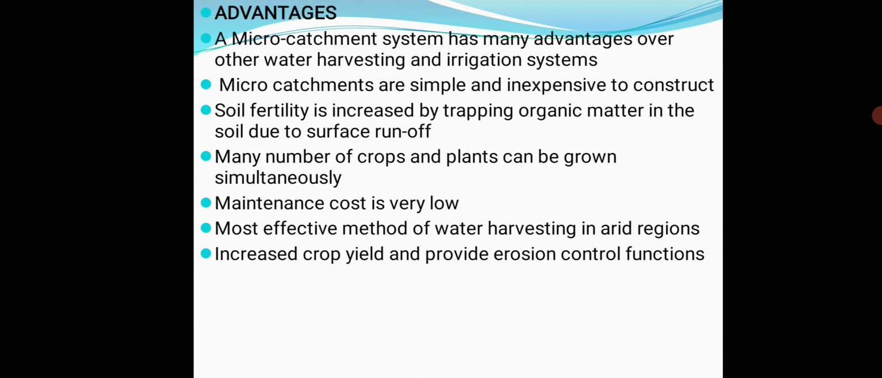Next, advantages of microcatchments. These have more advantages over other water harvesting and irrigation systems. Microcatchments are simple and inexpensive to construct. Soil fertility is increased by trapping organic matter in soil due to surface runoff. Many crops and plants can be grown simultaneously.